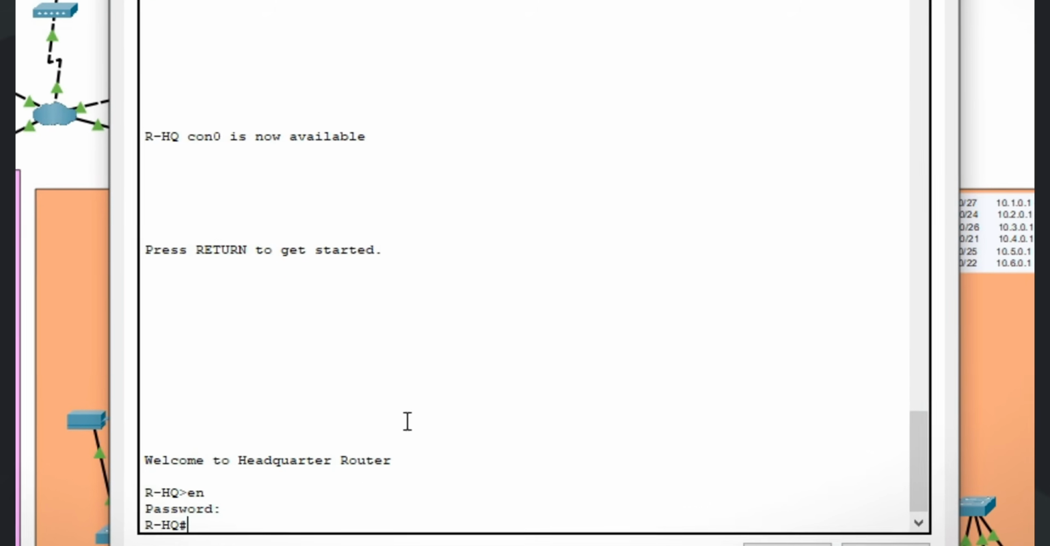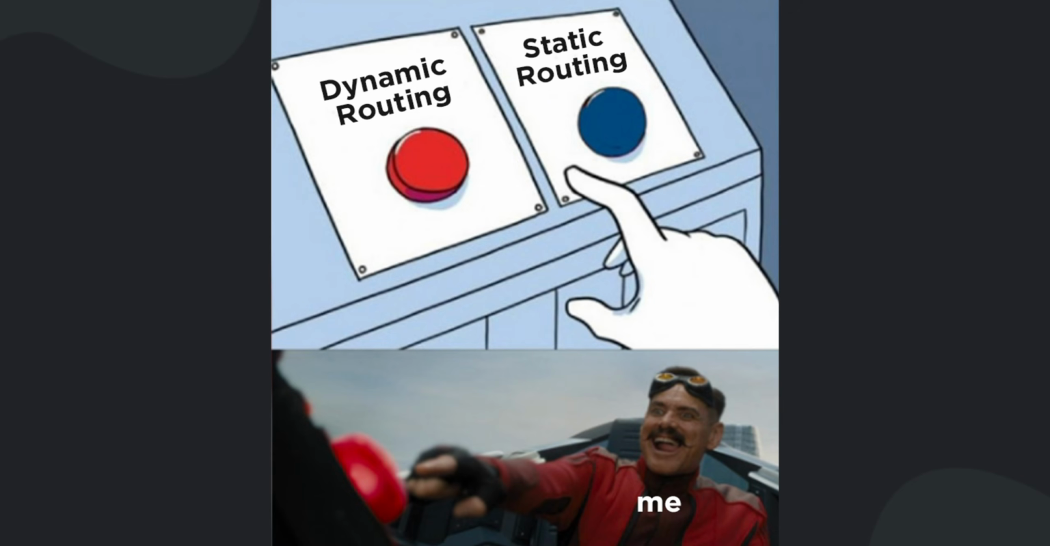My recommendation would be, if your network is small and there is less chance of it rapidly growing, use static routes. But if you want your network to scale, just stick with dynamic routing. Personally, I prefer the dynamic routing protocols just because I'm lazy.